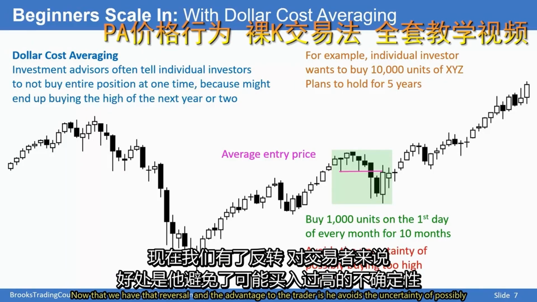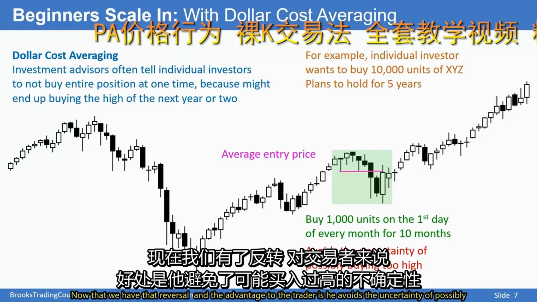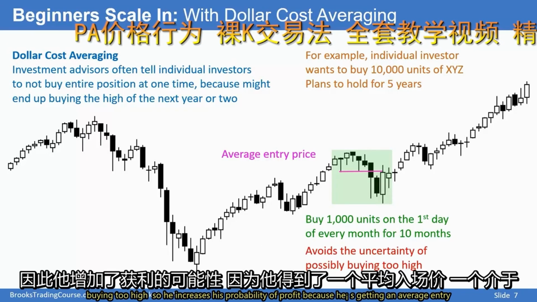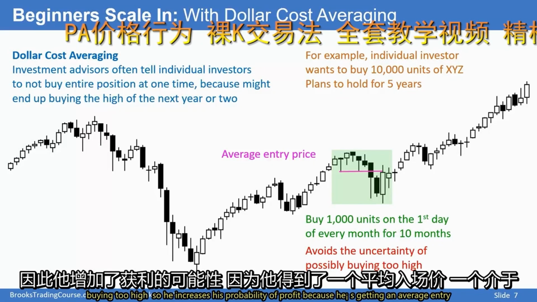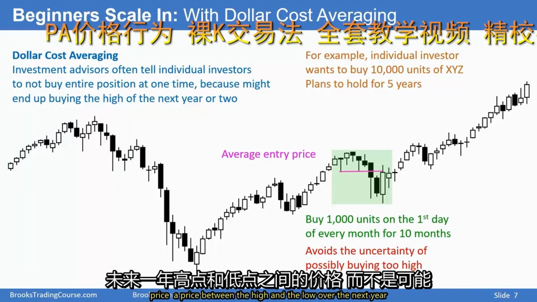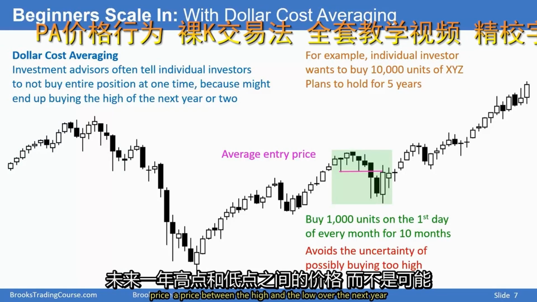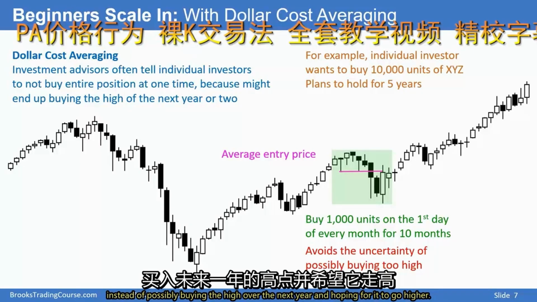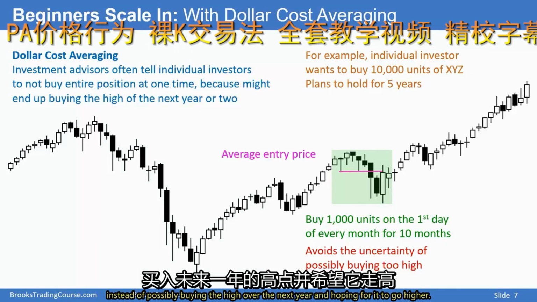And the advantage to the trader is he avoids the uncertainty of possibly buying too high. So he increases his probability of profit because he's getting an average entry price, a price between the high and the low over the next year, instead of possibly buying the high over the next year and hoping for it to go higher.